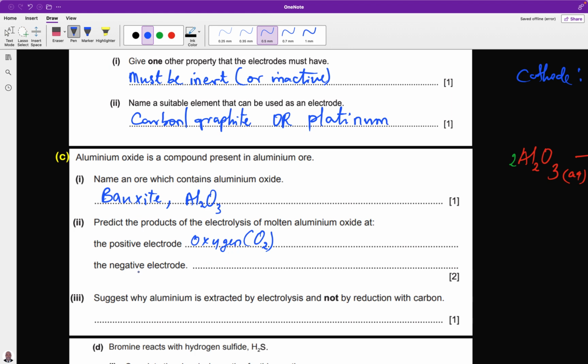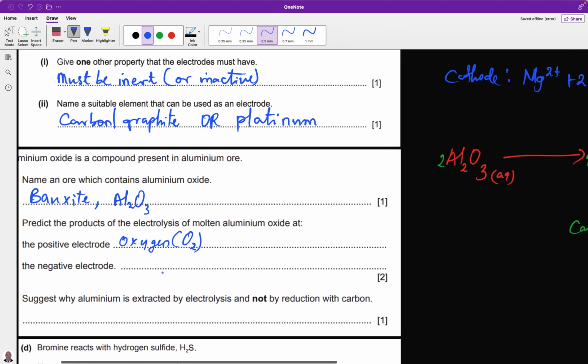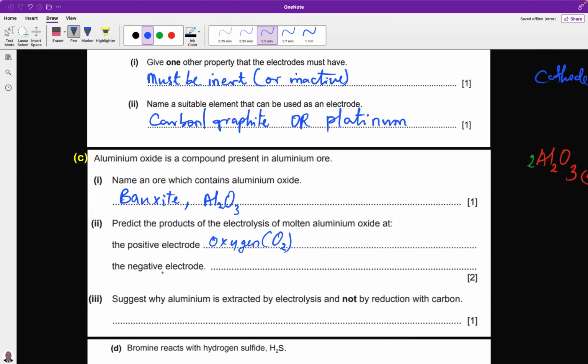Now, at the negative electrode, the negative electrode is the cathode, and what will be deposited at the cathode is molten aluminum, which solidifies. Aluminum.